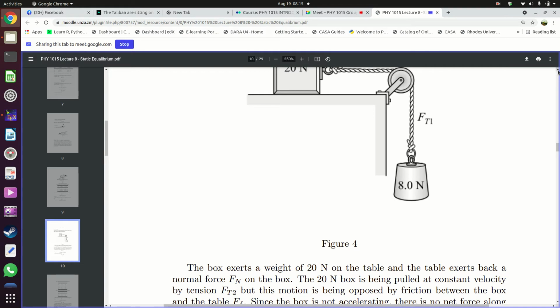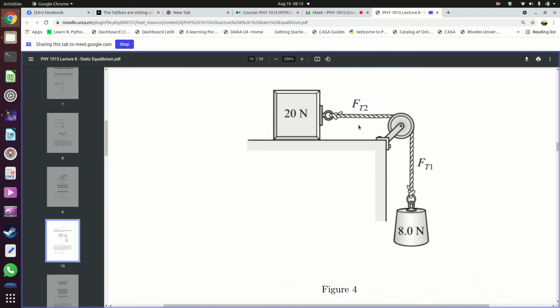Now, you will notice one thing. This is the same rope which passes over a pulley. But depending on which side of the pulley you are, the direction of the tension differs. On this side of the pulley, the tension is pointing up. So if you have printed your notes, you indicate that this tension is pointing up. This side, the tension is pointing in this particular direction. So when a rope goes over a pulley, the tension in the rope on either side of the pulley will be pointing in opposite directions.